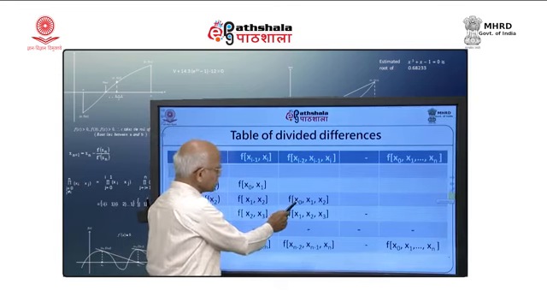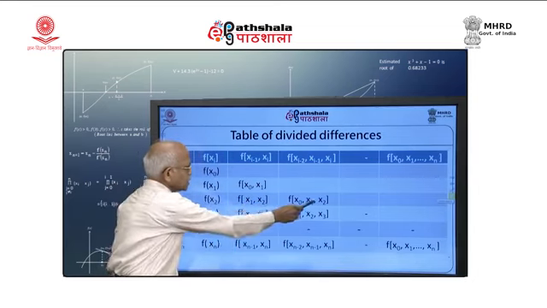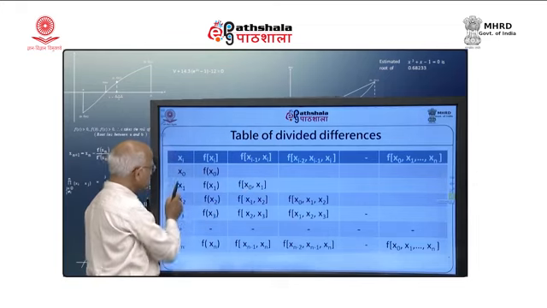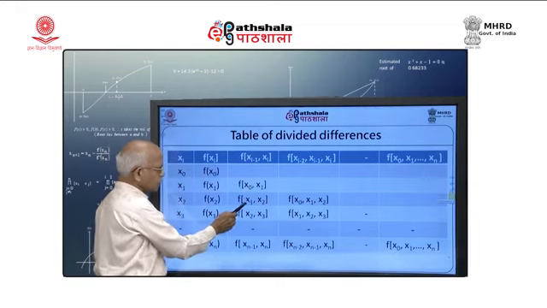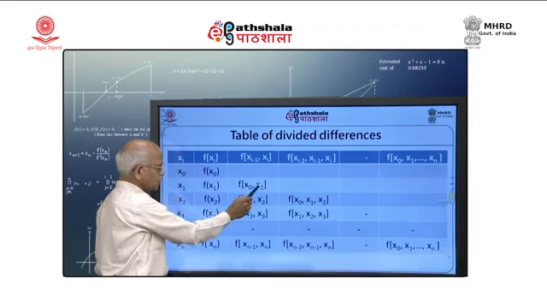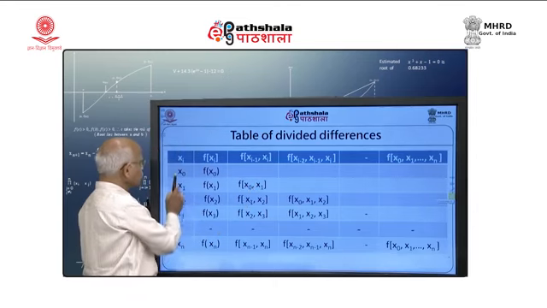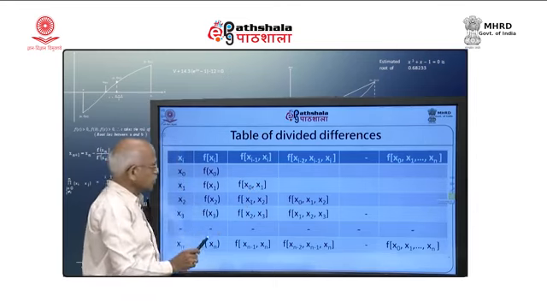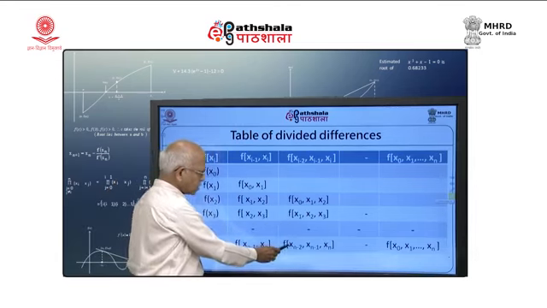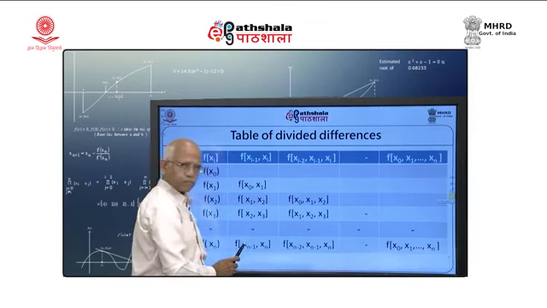So I will be getting here x0, x1, x2, and if I want the value of this, I will get this minus this divided by this minus this. That means we get f[x1, x2] minus f[x0, x1], divided by x2 minus x0. This is what I will be getting as the second order divided difference, and the last second order divided difference will be on x_{n-2}, x_{n-1}, x_n.